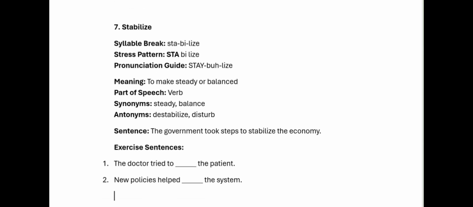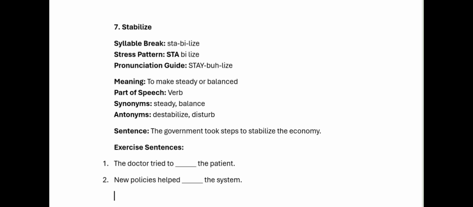Stabilize. Stabilize. 3-syllable word. Stress is on the first syllable. When you see the pronunciation guide, the st changes as stay, S-T-A-Y, and B-I changes into B-U-H, and lies is similar. So it is stabilize. The meaning of the word is something to be steady or balanced. It is a verb.